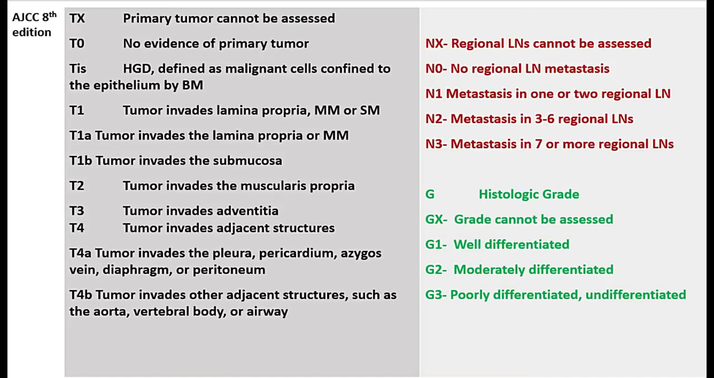So briefly, the TNM staging. TX is primary tumor cannot be assessed. T0 is no evidence of primary tumor. Tis is high grade dysplasia, defined as malignant cells confined to the epithelium by the basement membrane. T1 is tumor invades lamina propria, muscularis mucosae, submucosa. T1a is tumor invades the lamina propria or muscularis mucosae. T1b is tumor invades the submucosa. T2 is tumor invades the muscularis propria. Muscularis propria invasion is T2 in the tumors of all the organs except for the gallbladder, in which it is T1b, because there is no submucosa.